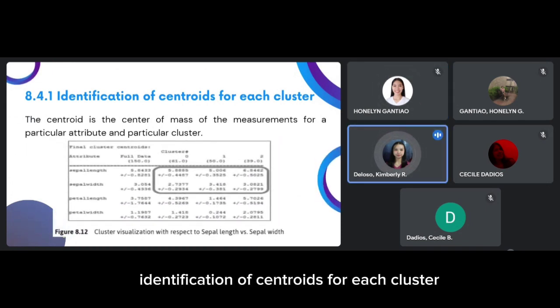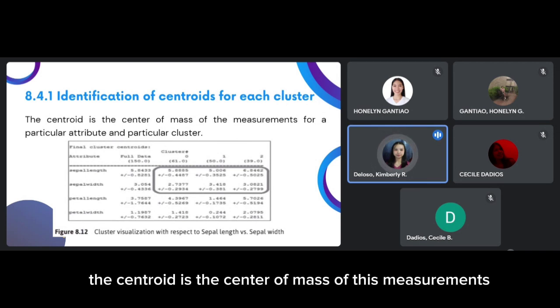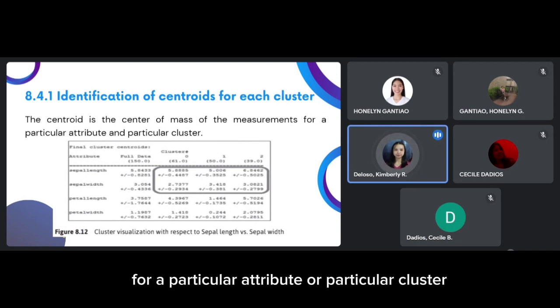Identification of centroids for each cluster. The centroid is the center of mass of the measurements for a particular attribute or particular cluster. Karon atong i-observe ang plot sa sepal length versus sepal width. So this information tells us something about the quality of the clusters formed.